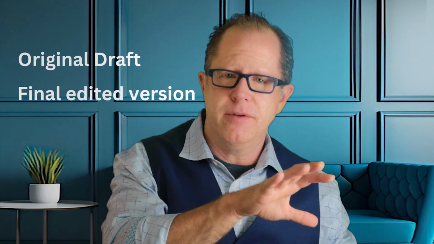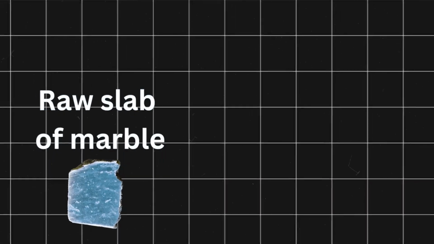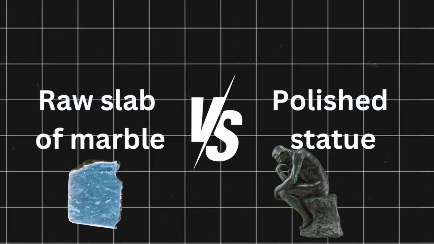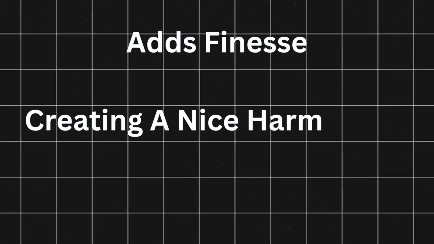Anyway, after going through these 2 cycles of edits, you'll find that excerpts from your original draft versus the ones in the final edited version are usually completely different. Kind of like a raw slab of marble versus a polished statue. The developmental edit shapes the story's foundation, while the line edit adds finesse, creating a nice, harmonious narrative that will captivate your readers. As I'm often heard saying, sculpt the grand, refine the details.